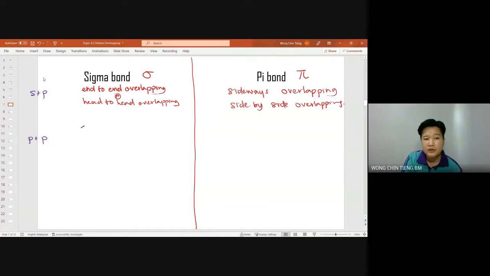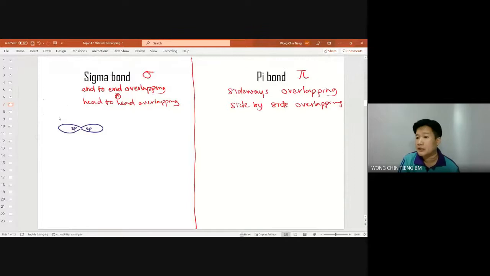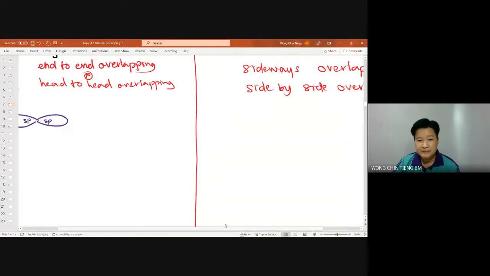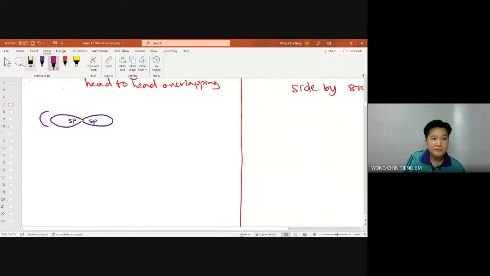Miss Wong uses your linear. Let's say I have my linear over here, my SP. Okay, so my SP over here, when it wants to overlap to get sigma, it can overlap with an S orbital, it can overlap with a P orbital. And if it overlaps with an S orbital, the easy way here is when you draw a bit of tips. That is my S orbital.